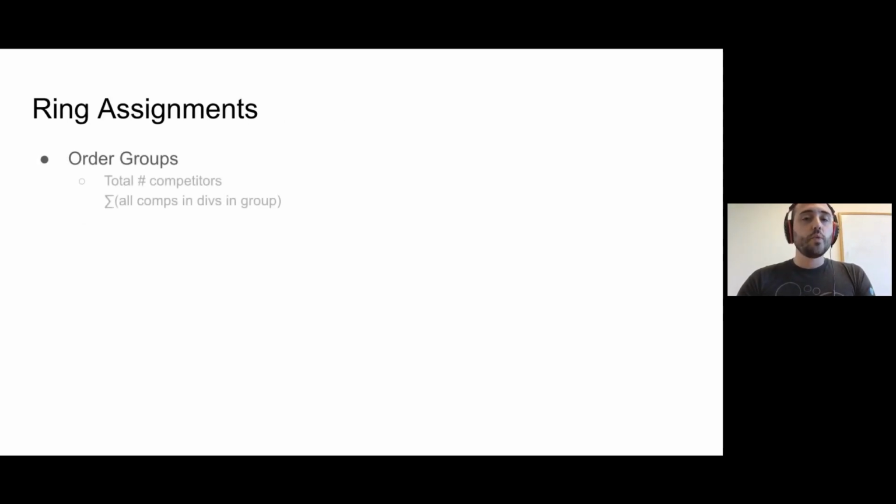And by doing that, we're going to give it a ranking, if you will, by summing up the total number of competitors in each division. So even if a person appears in multiple divisions, each appearance in that division counts as one, essentially. And so we want to sum up and come up with an ordered list of the order groups. And we again go largest to smallest. And with that, we're going to use what I'm just calling the crosswalk method.